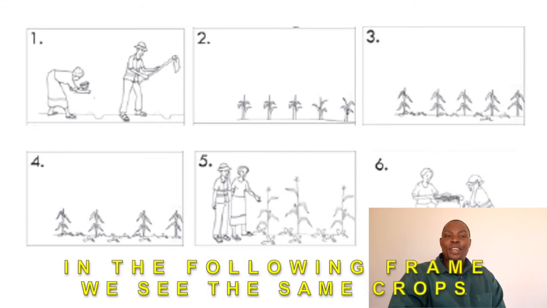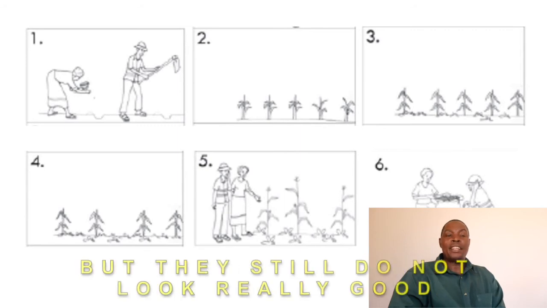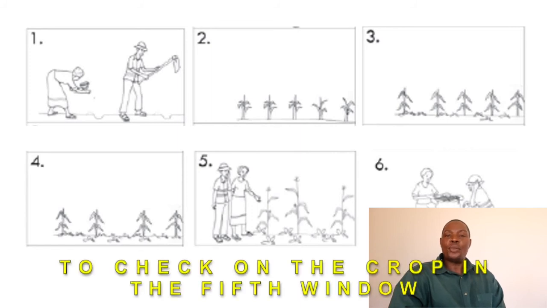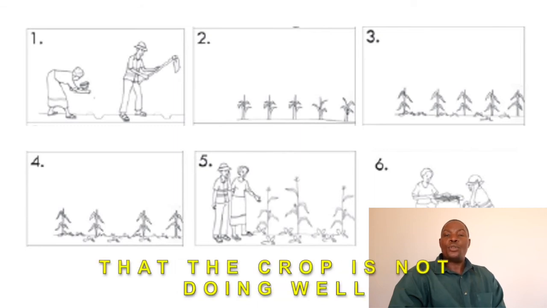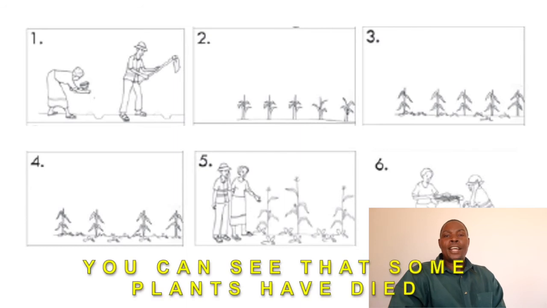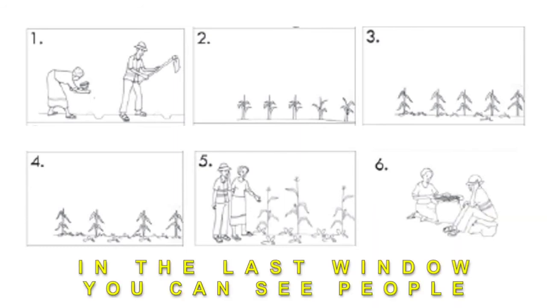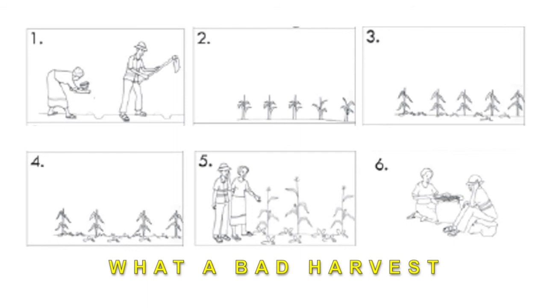In the following frame, we see the same crops. They are growing a bit, but they still do not look really good. When the farmers finally return to check on the crop in the fifth window, they now also understand the crop is not doing well. You can see that some plants have died. In the last window, you can see people are left with only one small bag of produce. What a bad harvest.